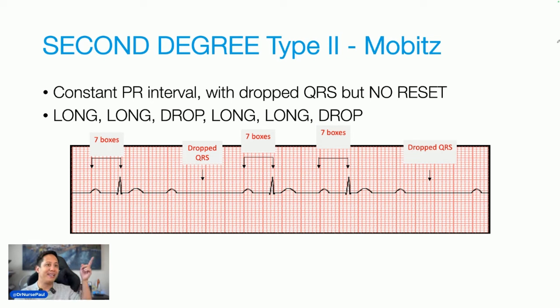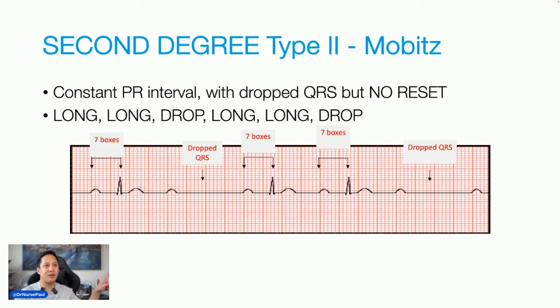In type 1, it's long, longer, longest, right? In type 2, it's the same number of PR intervals. In type 1, there's a reset. In type 2, after a drop, it goes back to the same number of boxes. You got it, nurses? Again, the pattern for first degree.